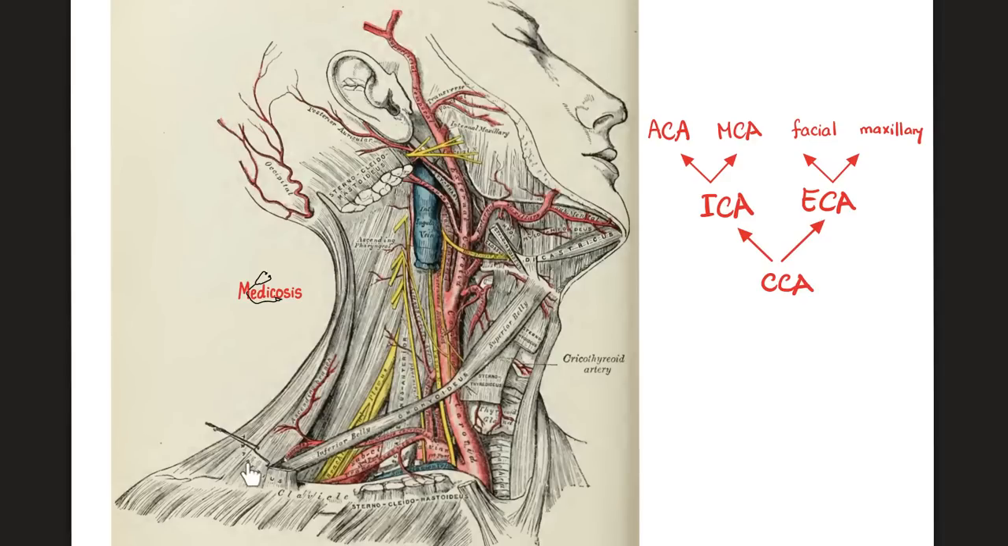This is the trapezius. This is the midline of the neck. This is the sternocleidomastoid. Behind the sternocleidomastoid, there's the posterior triangle.